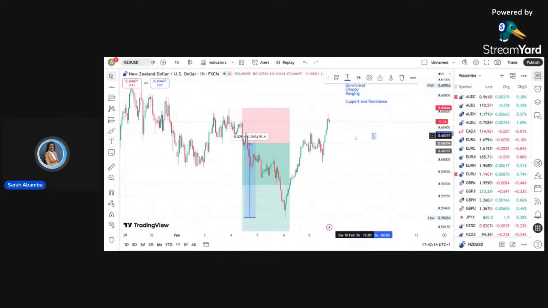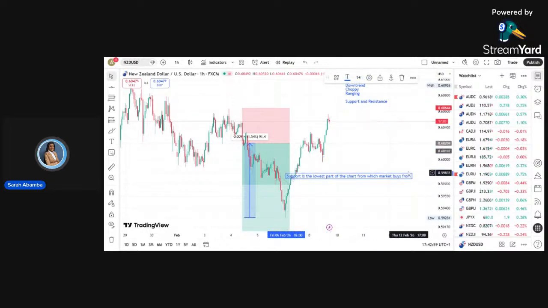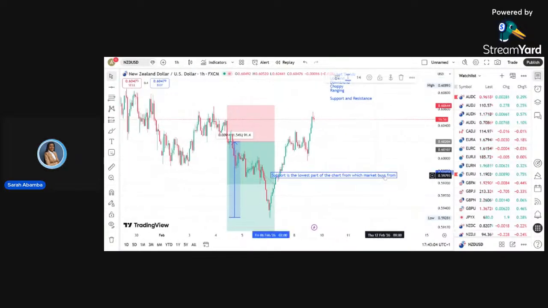The support is the lowest part of the chart from which market buys from. So this is your support. It's the lowest part of your chart from which market buys from. This is the definition of a support.